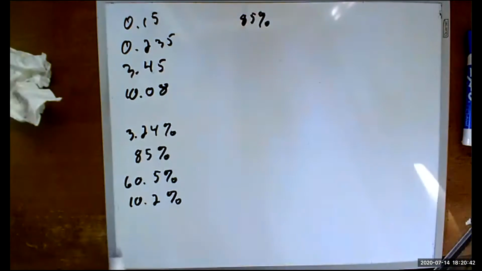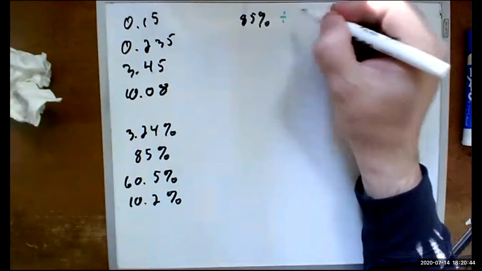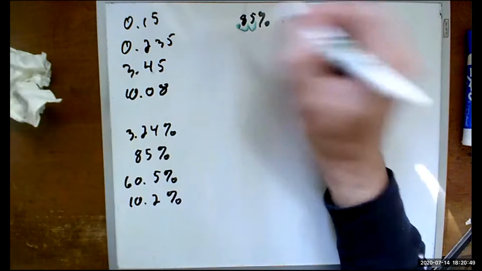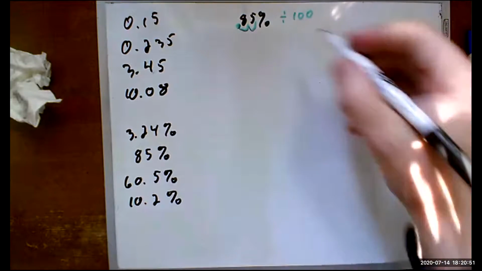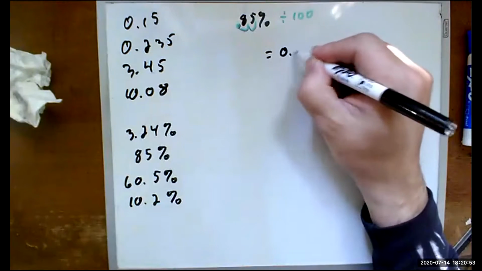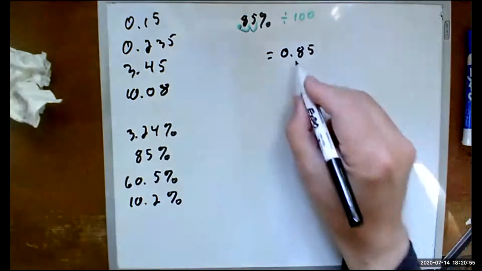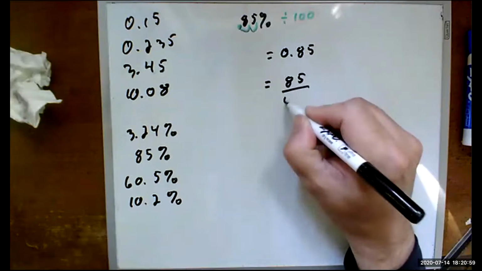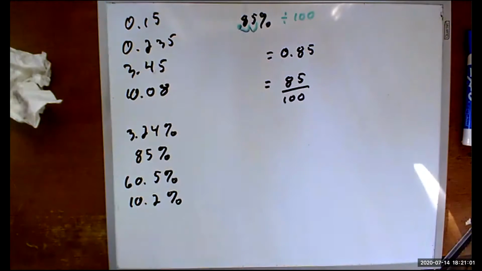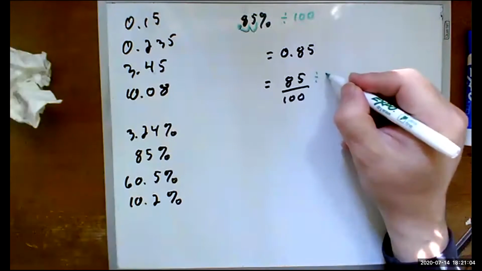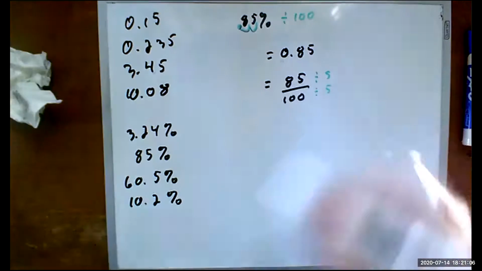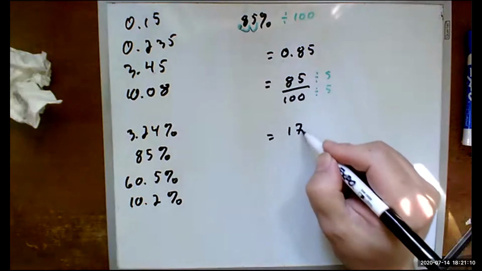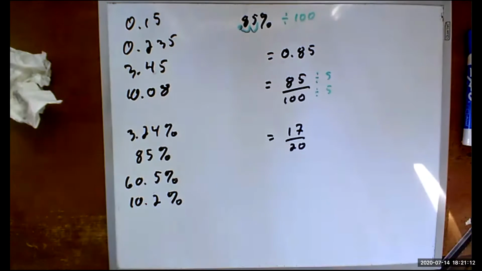We're going to divide that by 100, which is to say we move our decimal place 2 spots, and I end up with 0.85. It has 2 decimal places, so that tells me that I'm dealing with 85 over 100. In this case, it divides by 5, top and bottom, and I'm down to 17 over 20.